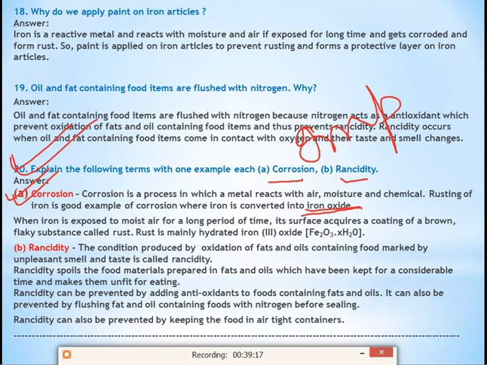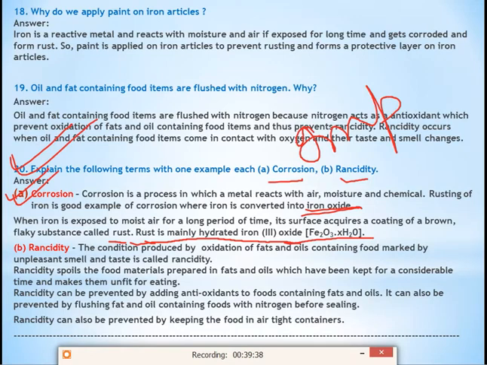See, when iron is exposed to moisture for a long period of time, its surface acquires a coating of brown flaky substance called rust. What is the formula of rust? Hydrated iron oxide, Fe2O3.xH2O. This is the formula of rust, so remember the formula of rust also, Fe2O3.xH2O. One more question can come from here: how can we prevent rust, prevent corrosion?